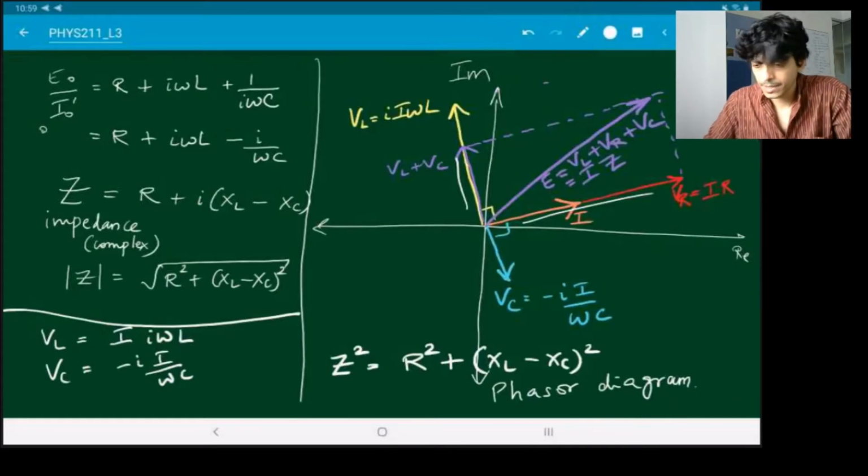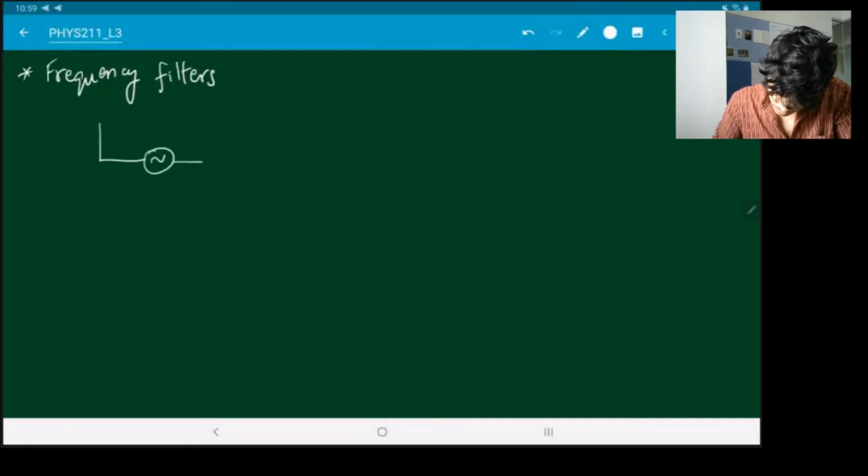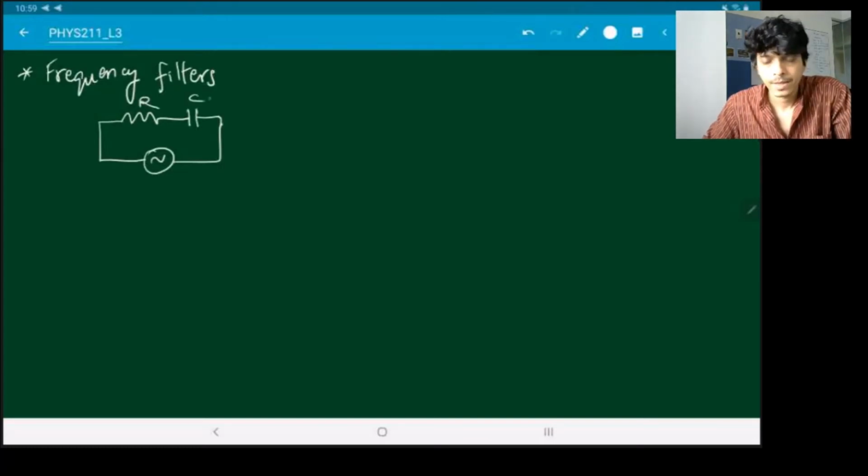Now the last topic that we are going to cover in this section is about using these LR and CR circuits as frequency filters. Let's see what this means. So we'll consider a circuit which has a resistor and a capacitor in series. And we'll try and analyze this again using this method of complex numbers that we have learned.